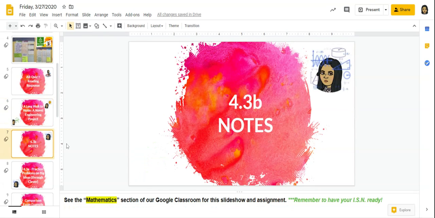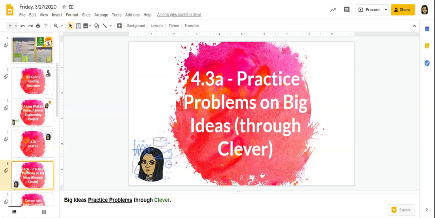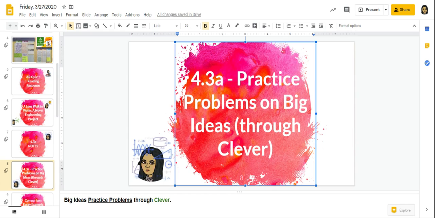Okay, you have 4.3b notes, which is again area of composite figures. So please make sure that you are taking those notes first. I have simplified the notes as much as possible so that you're not spending a ton of time writing notes and doing a dozen practices in your notebook before actually getting to the practice on Big Ideas. After taking the notes, of course, you may head on to Big Ideas through Clever and practice the problems that I've set out for you today. Oops, I'm just noticing now that I need to change that to 4.3b.